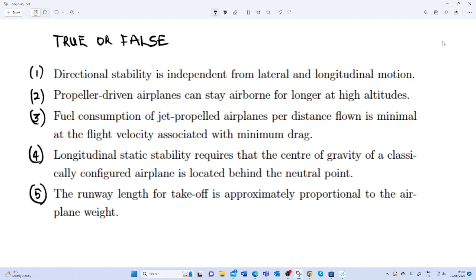Hello everyone, today we have these five statements on stability and static stability of an aircraft. We are to choose the one that is true or false from these statements. Now let's read through them one by one.